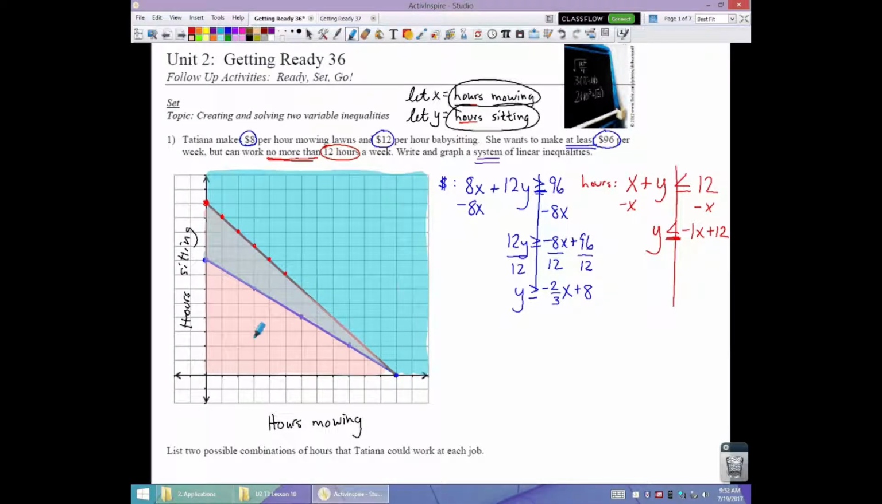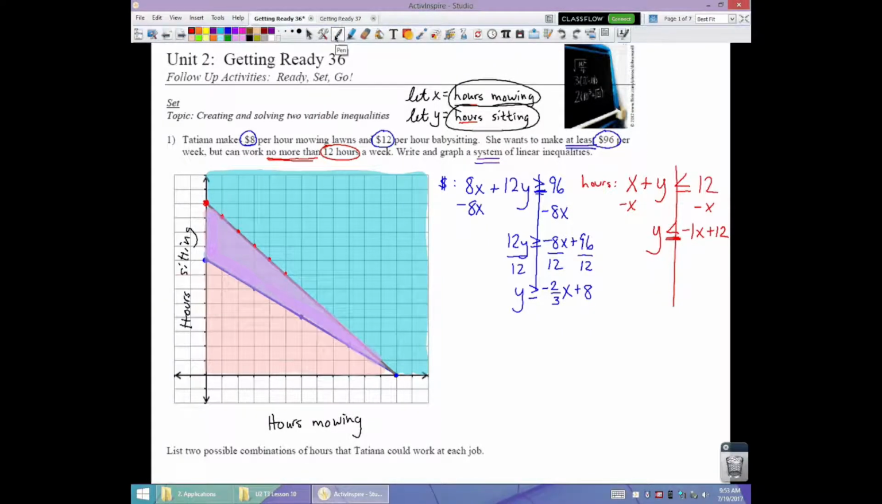So our solution set to the system, which would be all of the combinations of hours that would satisfy both inequalities, would be the overlap in here, this little triangular region between the two lines. And I would include both lines as part of that because they're both solid lines. Okay.